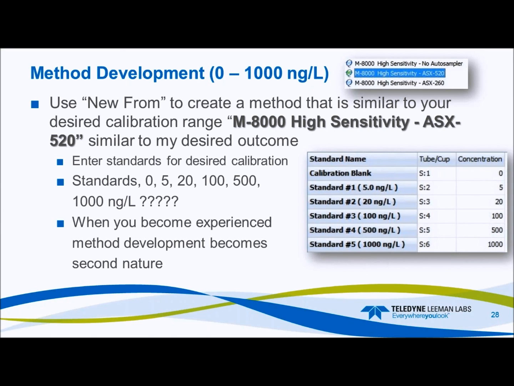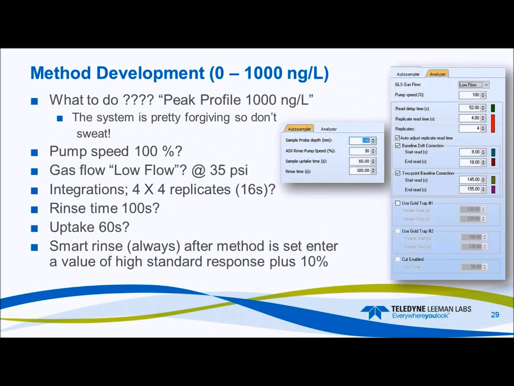So I'm going to enter 5, 20, 100, 500, and 1,000. You know, is that going to work with this CAN method? I'm not really sure, but let's give it a go. So when you become experienced, you really know your system, and you can tweak a method within a matter of minutes, do a peak profile, create this method for that system, for that method that you want to run, and away you go. So what do we do?